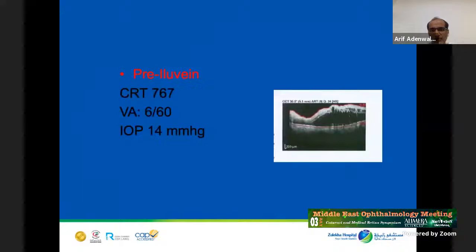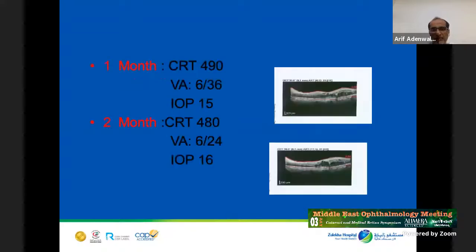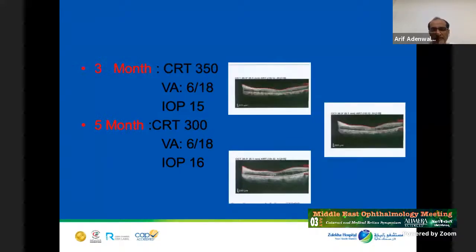So this was the pre-Iluvien thickness 767, vision was 6/60 before the procedure. At 1 month, the thickness went down to 490. The pressure was under control. The second month follow-up shows the CRT of 480, vision improving to 6/24. Third month, it went down to 350. The vision improved to 6/18. The pressure was under control. So there was a gradual improvement at each visit. So patient was happy, and even I was happy.